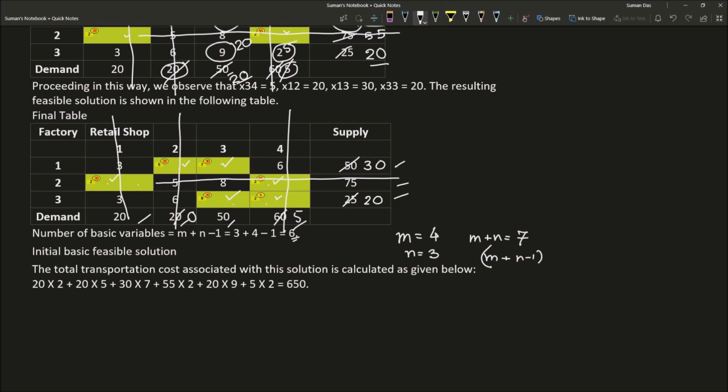So the initial basic feasible solution has been derived, and we can find the total transportation cost: 2 into 20 plus 5 into 20 plus 30 into 7 plus 55 into 2 plus 20 into 9 plus 5 into 2, that is 650.